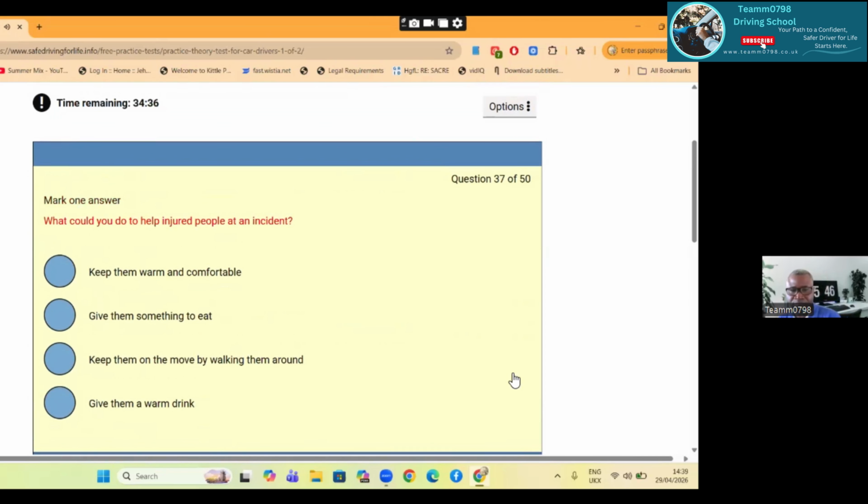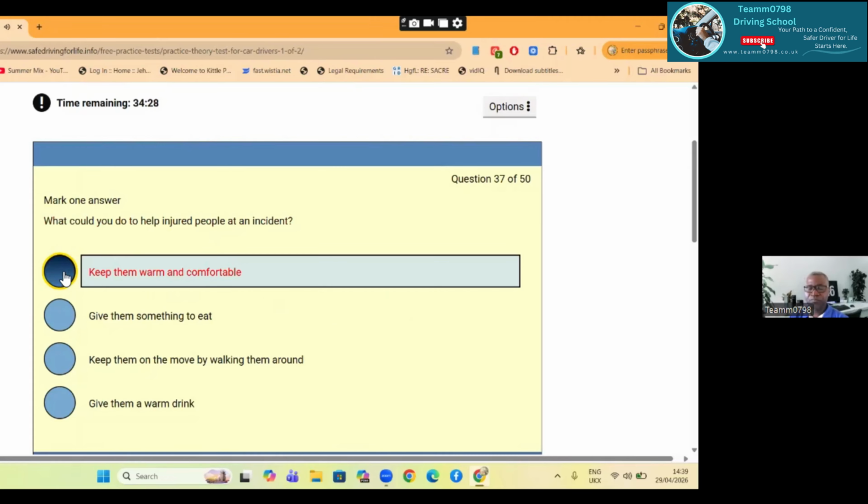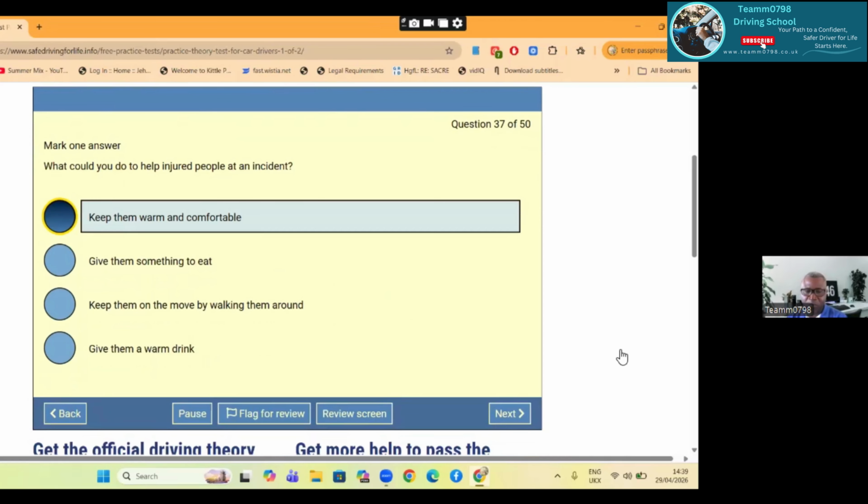Mark 1 answer. What could you do to help injured people at an incident? Okay, you want to keep them warm and comfortable. Don't give them anything to eat, it could cause a bigger problem. Keep them on the move by walking them around? They may have broken a bone, so don't get them to walk around. Give them a warm drink? It's not a good idea. Always keep them warm and comfortable, so some blankets, but that's what you should do. Don't give them anything to eat or drink. Just let them be until the emergency services arrive.